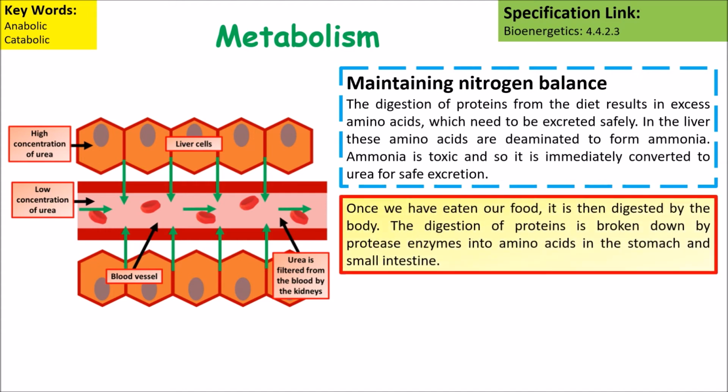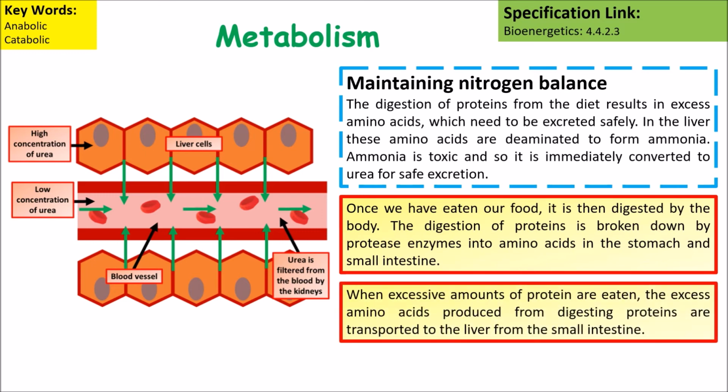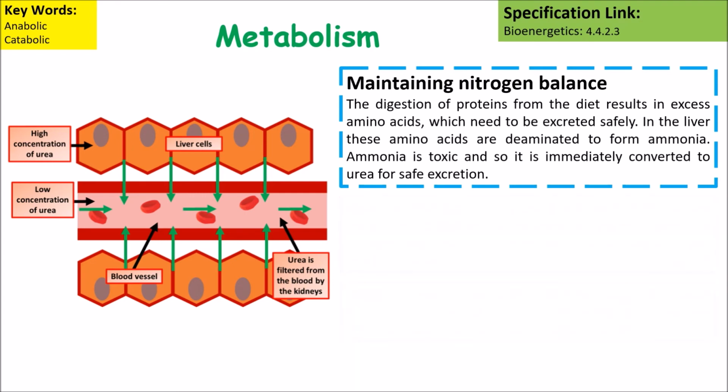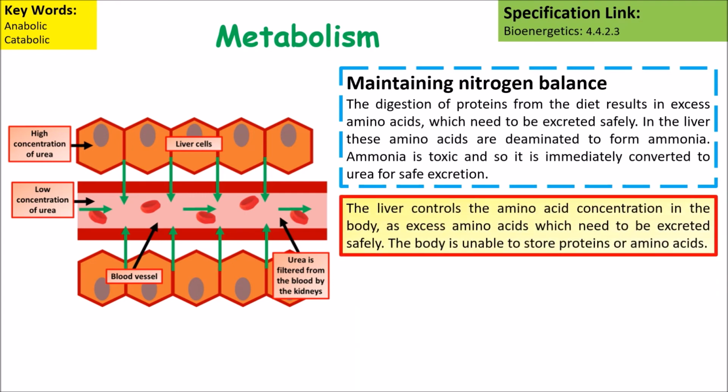Once we've eaten food, it is then digested by the body. Digestion produces these amino acids, but we can't store these excess amino acids. So they either need to be converted into proteins or they need to be deaminated. The liver controls the amino acid concentration in the body, because excess amino acids need to be excreted safely.